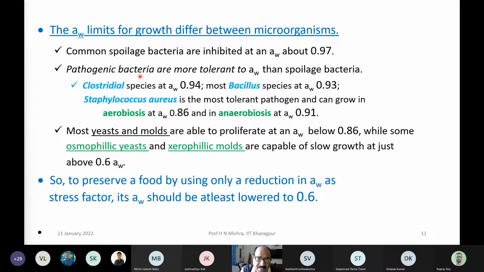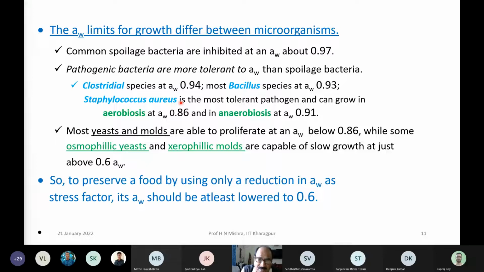Pathogenic bacteria, that is disease causing bacteria, are a little more tolerant to low water activity than the spoilage bacteria. If we compare a few strains like Clostridium, Bacillus or Staphylococcus aureus, which are the poisonous or pathogenic microorganisms: Clostridium, like Clostridium botulinum or other bacteria of Clostridial species, will not grow below 0.94. If you lower water activity below 0.94, this pathogenic Clostridium will not be able to grow. Below 0.93, Bacillus species will not be able to grow.